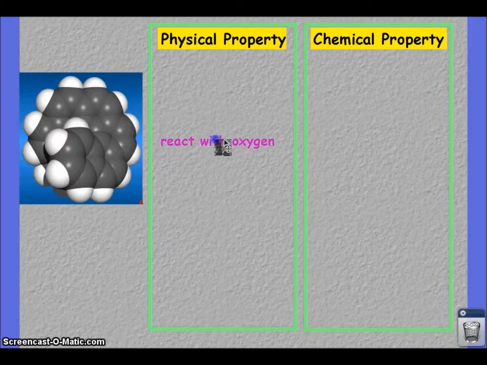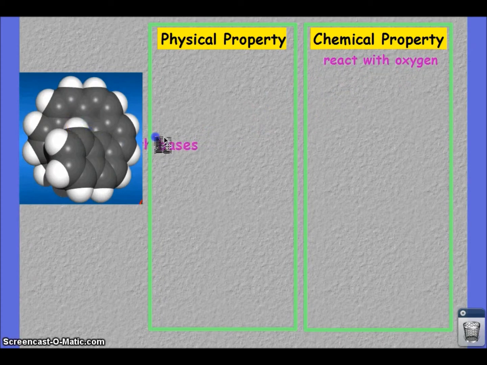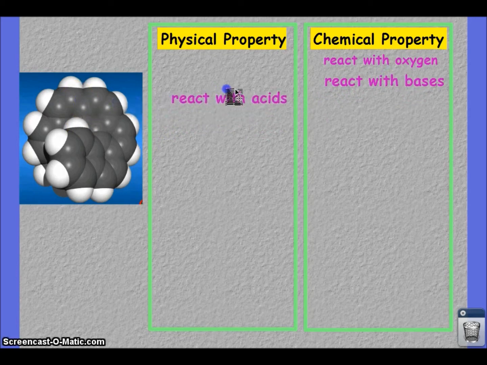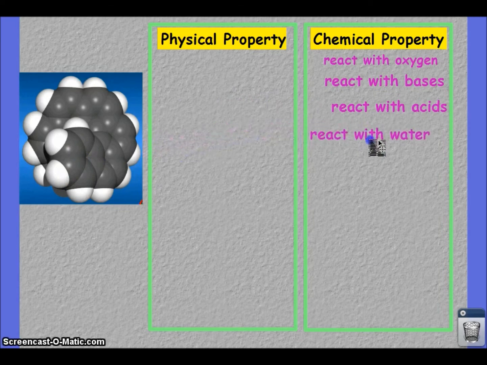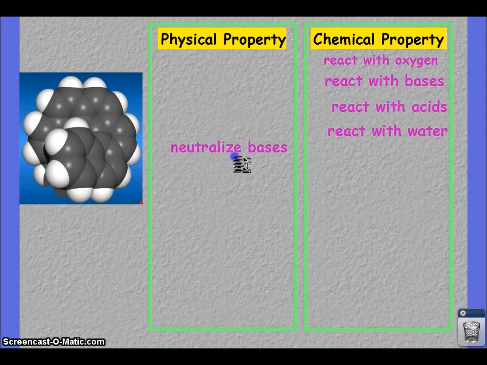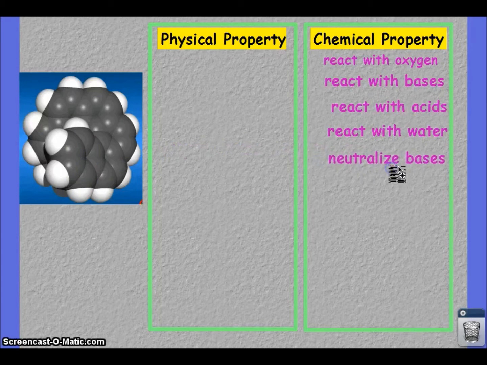Okay, let's see if we can pull out some properties here. You tell me where to put them. React with oxygen. It is a chemical property. React with bases. Chemical property. The acid reacts with base to produce salt and water. React with acid. It is chemical. React with water. Okay, the alkali metals like sodium react with water. It is a chemical property. Neutralize bases. Acids neutralize bases. This is a chemical property.